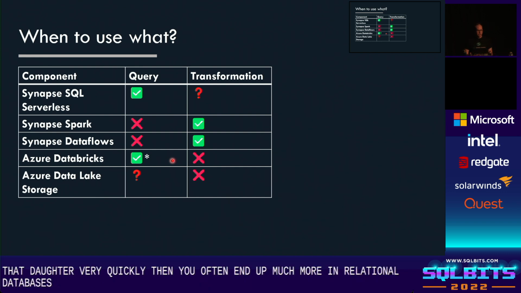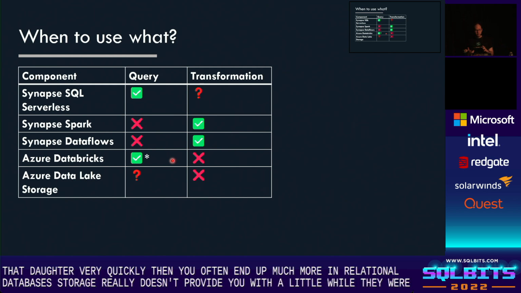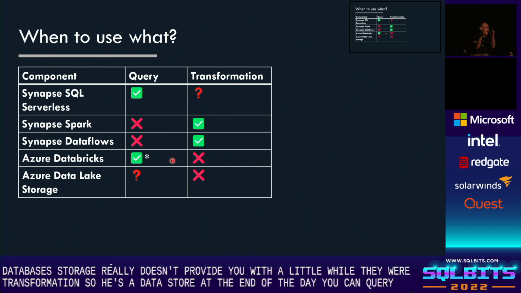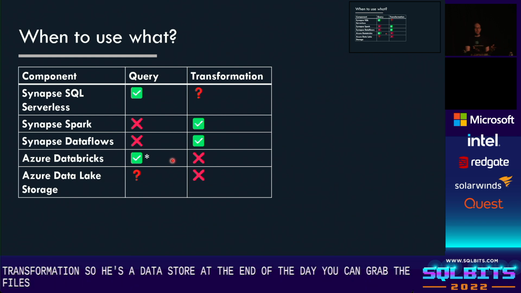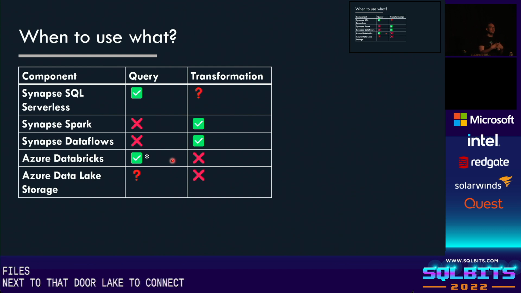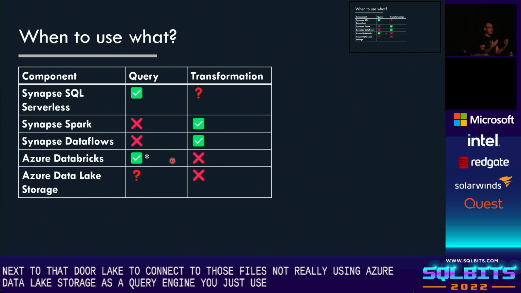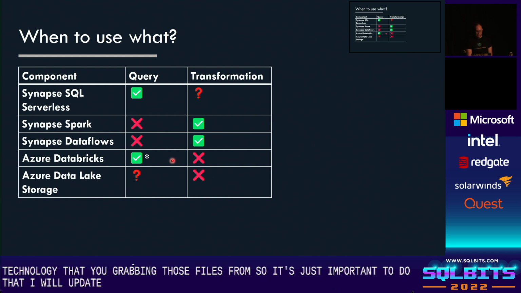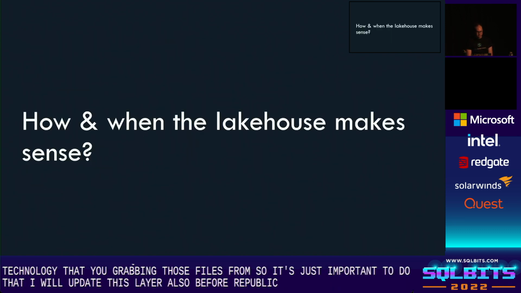And Azure Data Lake Storage really doesn't provide you with a level of querying or a level of transformation. So it is a data store at the end of the day. You can query that, you can grab the files there. So if you're, for example, using Azure Machine Learning, you could connect to that data lake to connect to those files. But you're not really using Azure Data Lake Storage as a query engine. You're just using it as a blob storage technology that you're grabbing those files from. So it's just important to do that. I will update this slide also before I publish it, in case anybody's wondering.